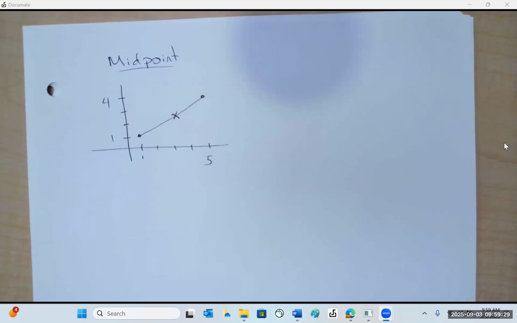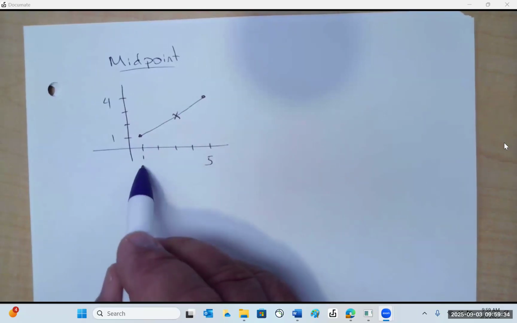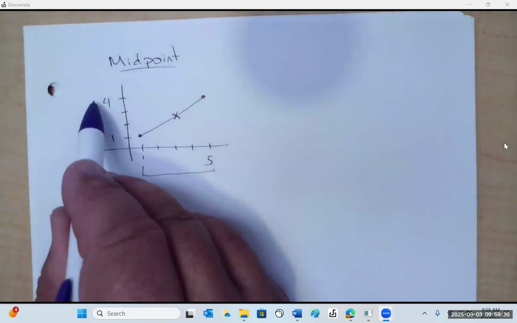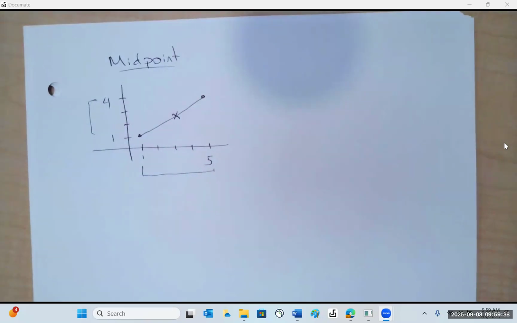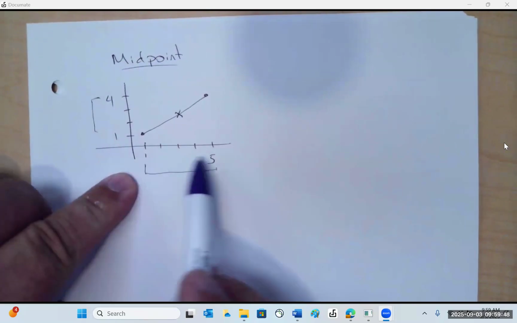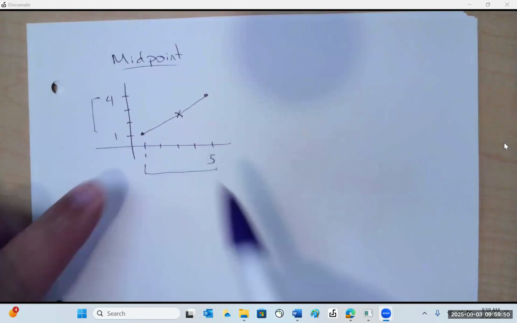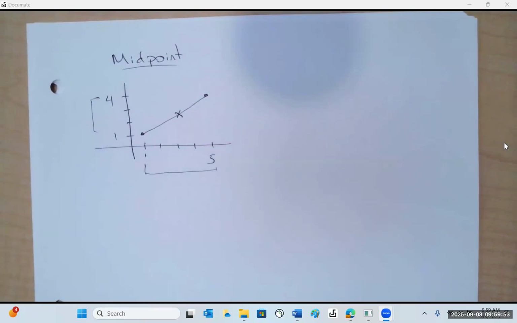So how do you think we find the midpoint? Remember, we have the x values and then we have the y values. The midpoint is what's the midpoint between 1 and 5? What's halfway between 1 and 5? How'd you get that? It is 3, but how'd you get it?